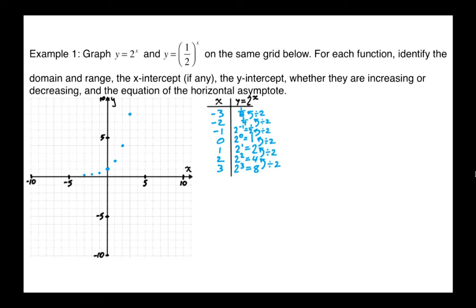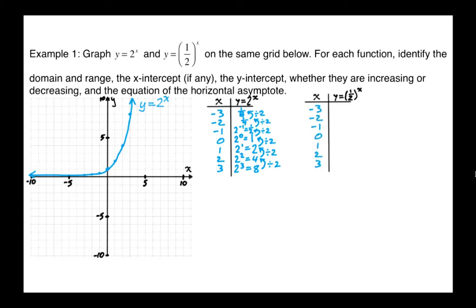So I'm going to fill in with a curve that matches that description. And I'm going to put arrows on the end to show that the relationship continues on in both directions. And now I'm going to label that y equals 2 to the x, because of course now we're going to be doing y equals a half to the x, and we want to be able to have a label to distinguish which one is which.